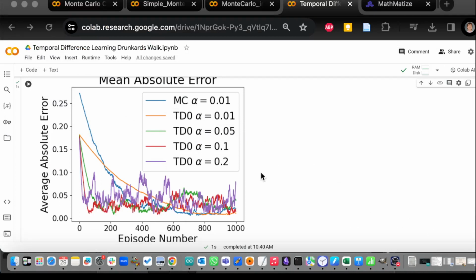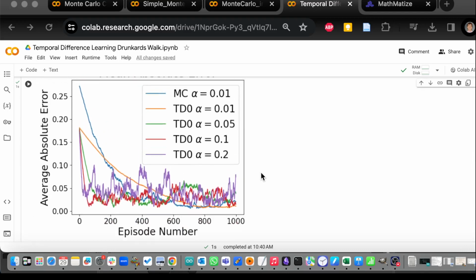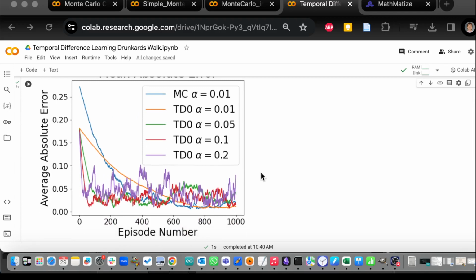So that's TD0, learning from one step. Okay, we're about to do TDN, learning from n steps, but this is a good place to stop for questions.